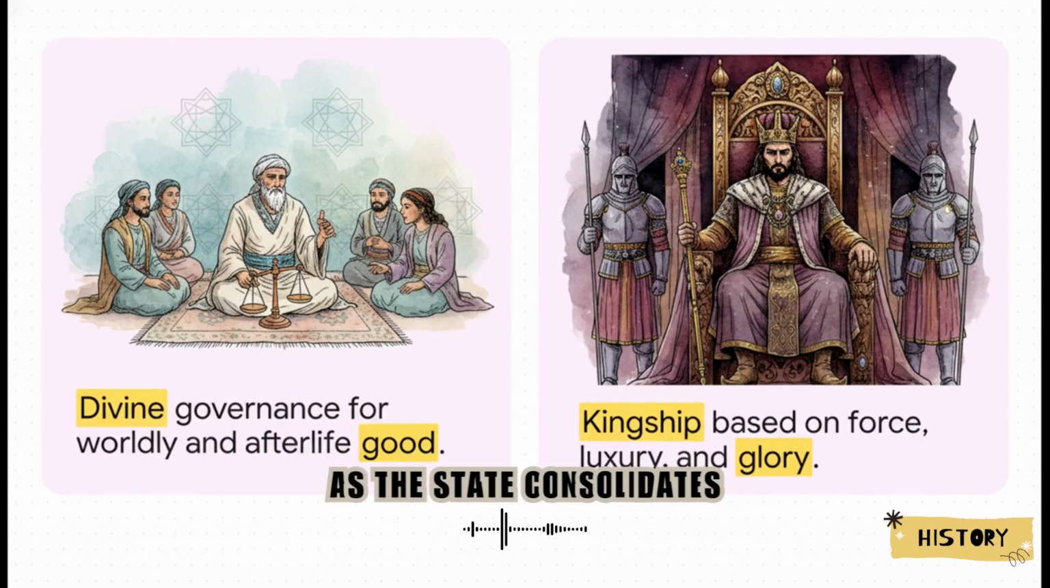But inevitably, as the state consolidates power, this morphs into mulk, kingship. Mulk is based purely on force, worldly luxury, and a strict monopoly on glory. The ruler separates himself from the people, sits behind veils, and uses power merely to maintain his own dominance and comfort. For Ibn Khaldun, this transition isn't just a mistake, it's an unavoidable byproduct of civilization and wealth.